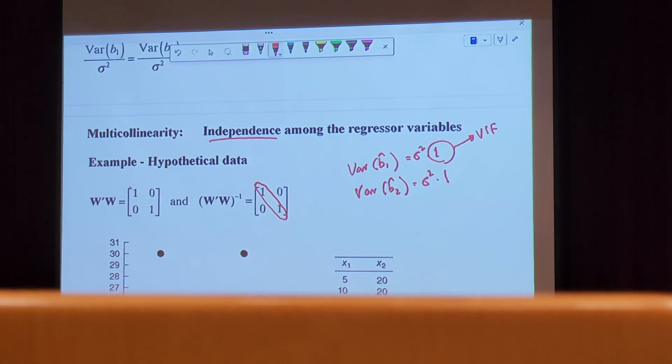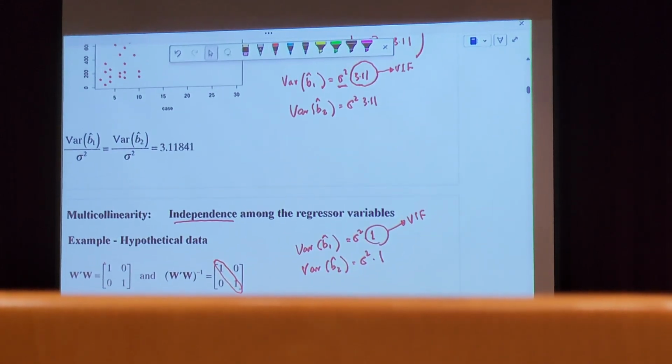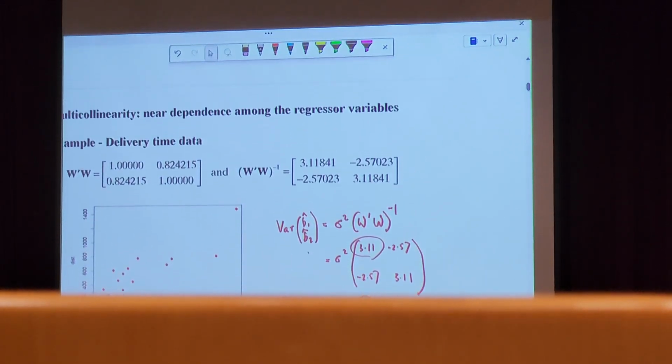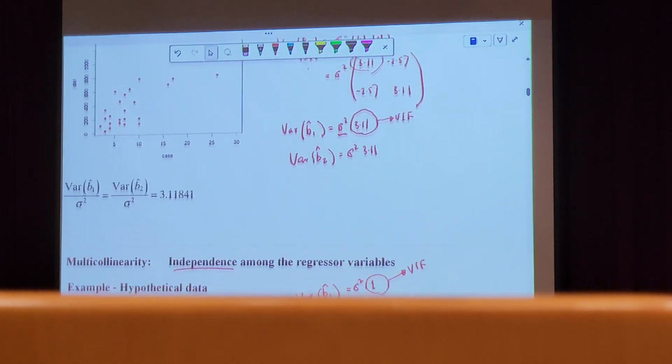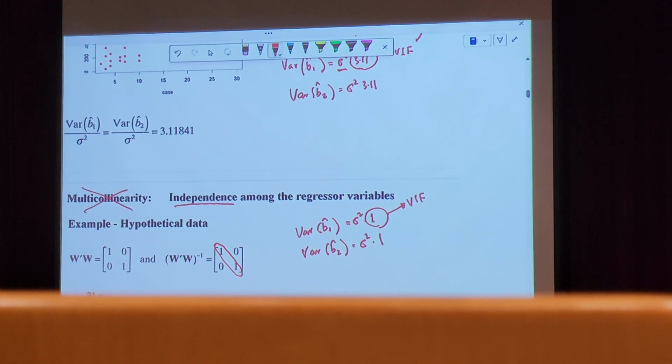So these two examples tell us one thing. For the case where you have near dependence among the regressor variables, the variance inflation factor is larger. If you have independence, that means there is no multicollinearity, then the variance inflation factor is only 1. So now the question is, why do we care so much about the variance inflation factor?